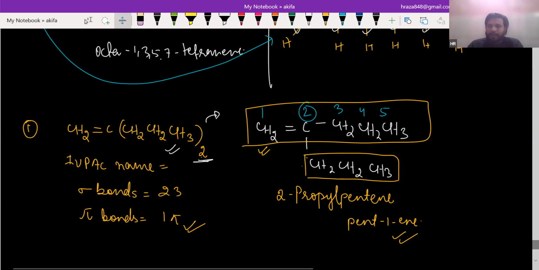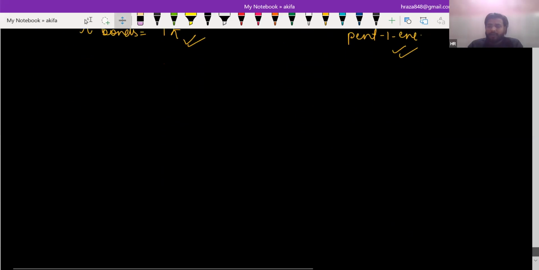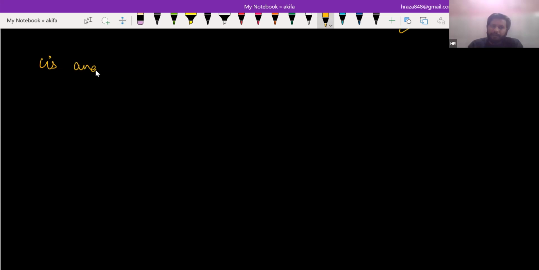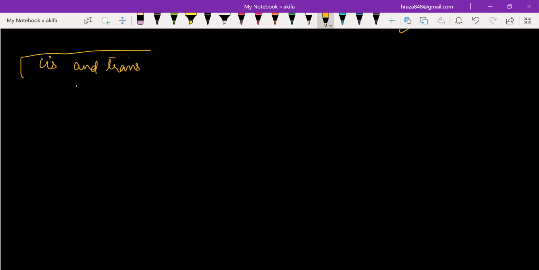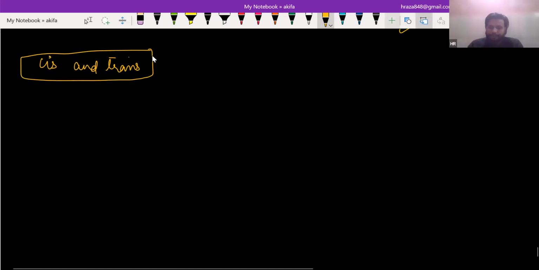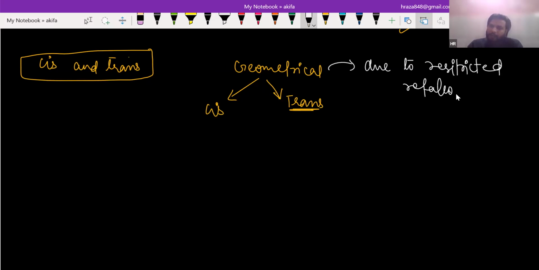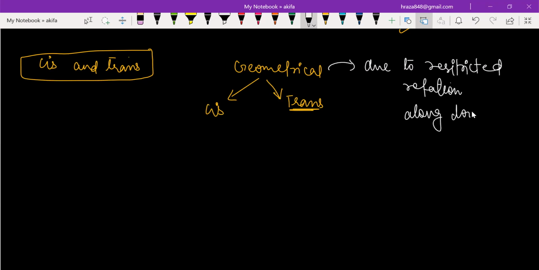Have you studied the part isomerism in general organic chemistry, the basics of organic chemistry? Yes. So you have heard about cis and trans as well? Yes. Okay, so I'm going to give you some questions regarding this. Basically, this is geometrical isomerism, and there are two types of geometrical isomerism. One is cis and another is trans, and this arises due to restricted rotation along the double bond.